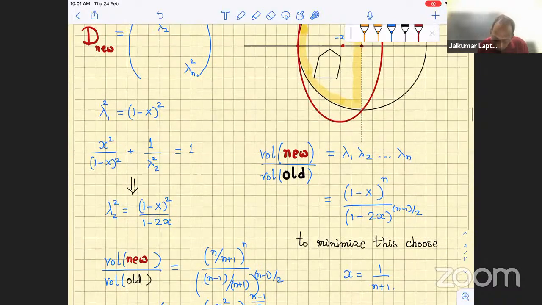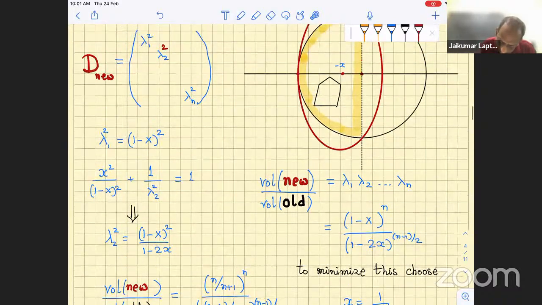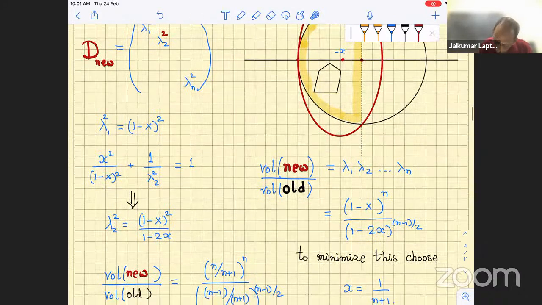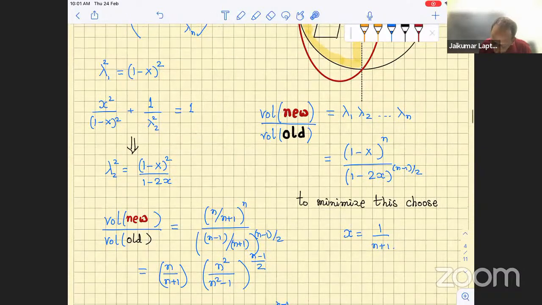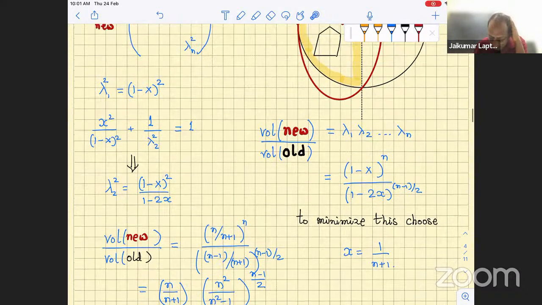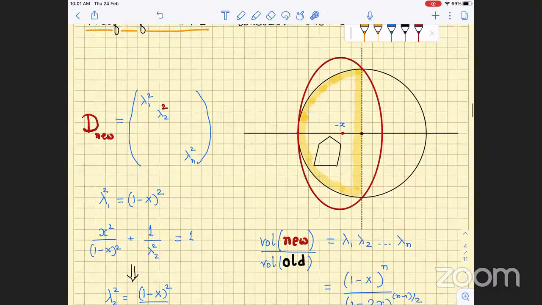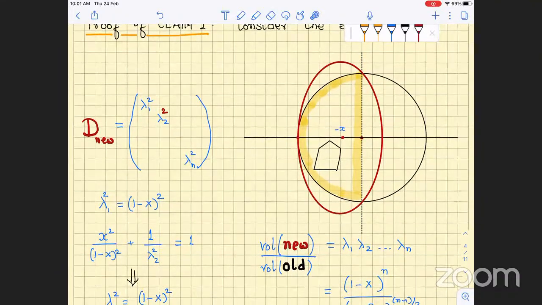Now the point is, where should you choose this center so that the volume of this ellipsoid is as small as possible? That amounts to minimizing this quantity by choosing x appropriately. You do a little calculus, and it turns out that x is 1 over n plus 1. Is everybody with me so far? How you get the lambda is still a bit unclear.